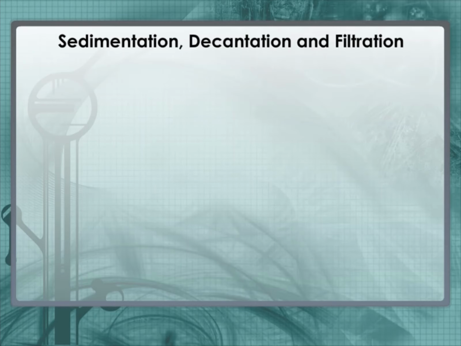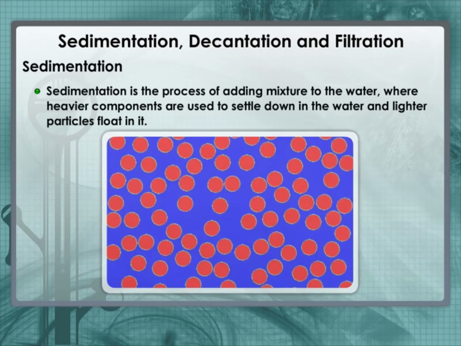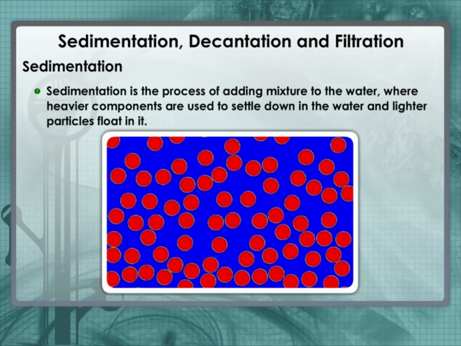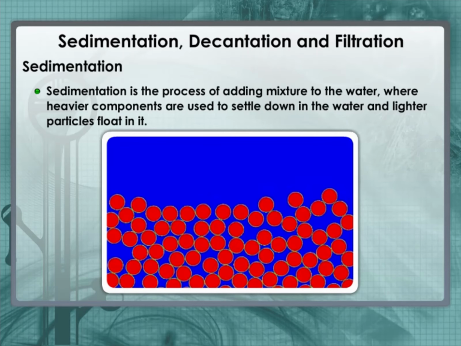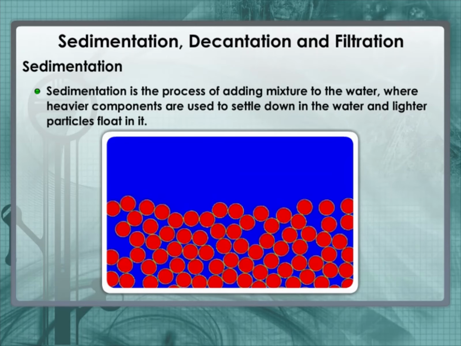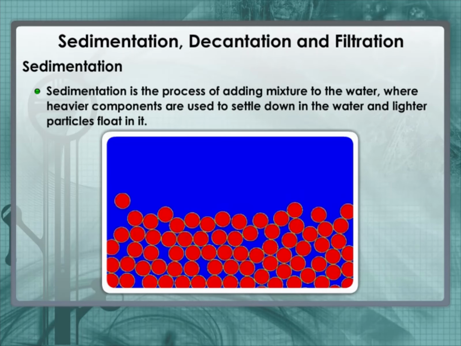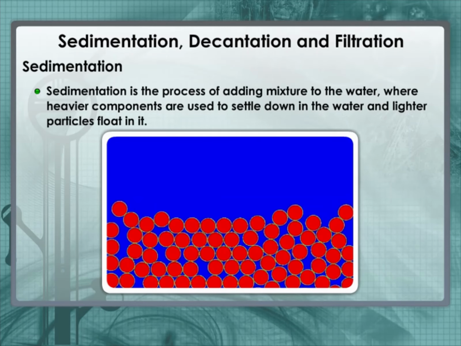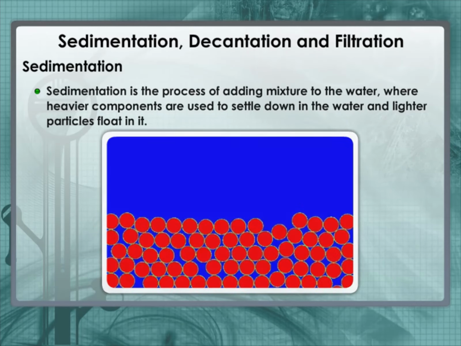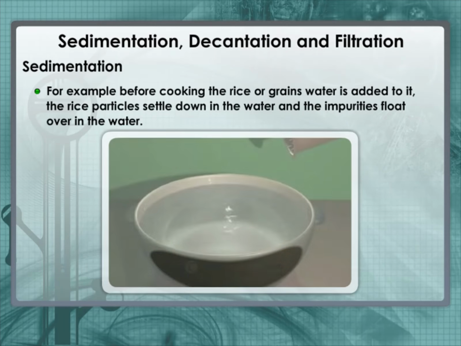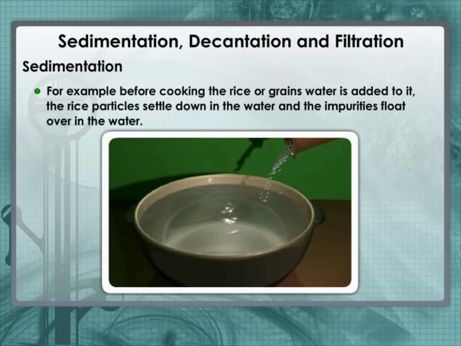Sedimentation, decantation and filtration. Sedimentation. Sedimentation is the process of adding a mixture to water, where heavier components settle down in water and lighter particles float in it. For example, before cooking the rice or grains, water is added to it. The rice particles settle down in the water and impurities float in the water.